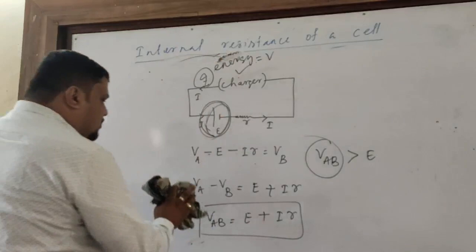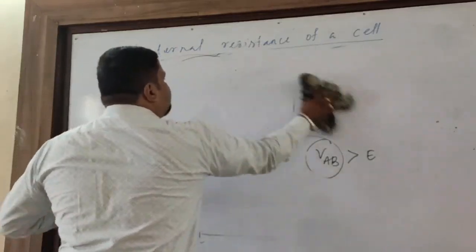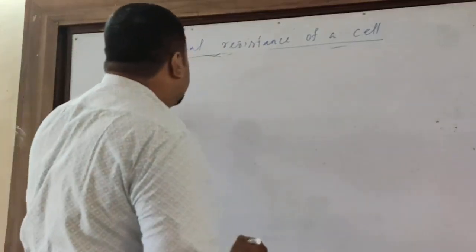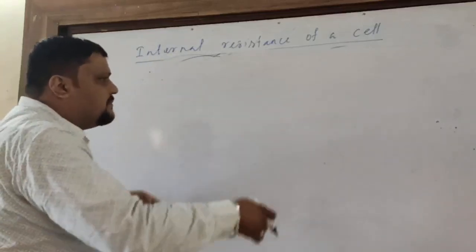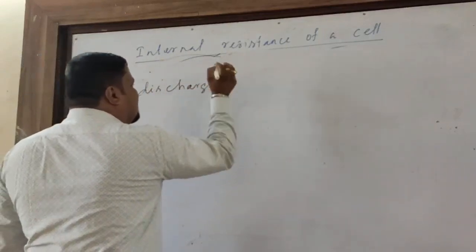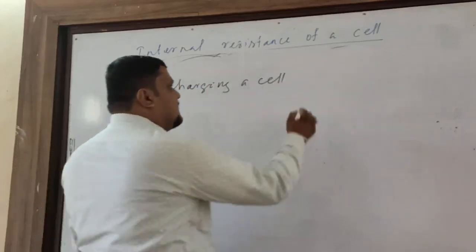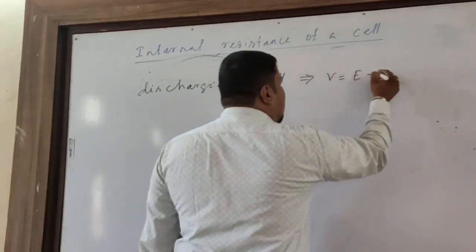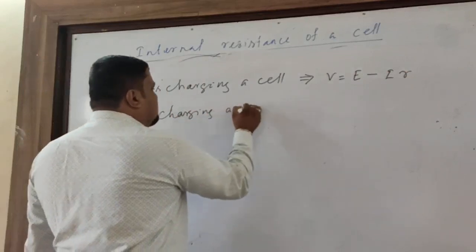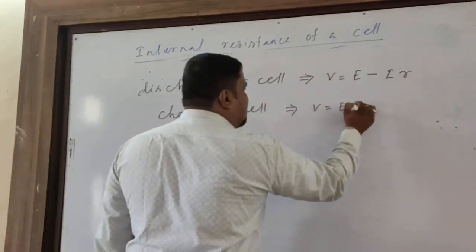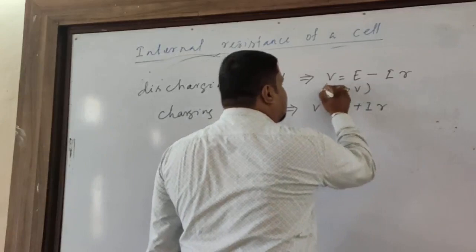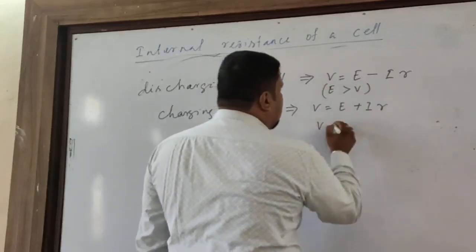So you got the two concepts. In Kirchhoff's law discussion, the sign convention will become clearer. While discharging a cell, your expression is V equal to E minus IR. While charging a cell, V is equal to E plus IR. While discharging, EMF should be greater than potential; while charging, potential should be greater than EMF.